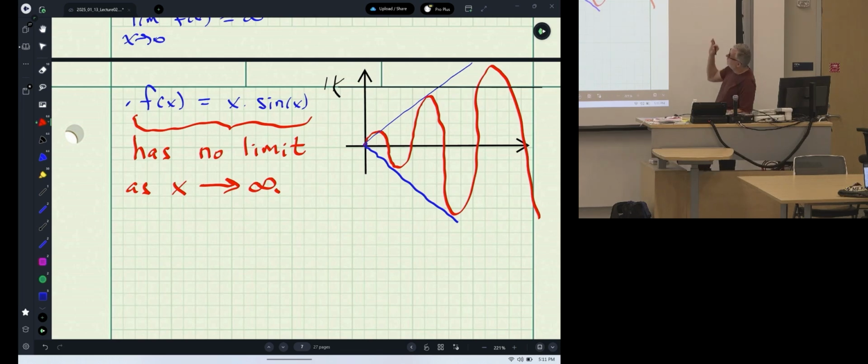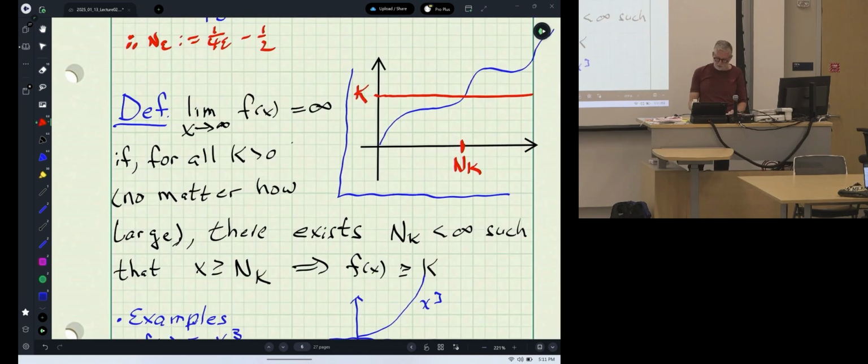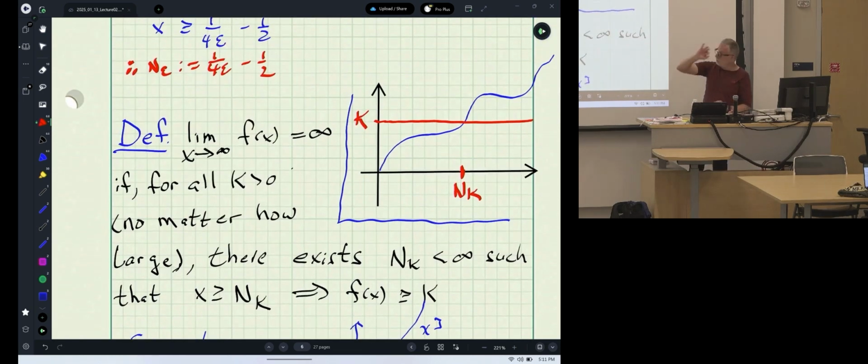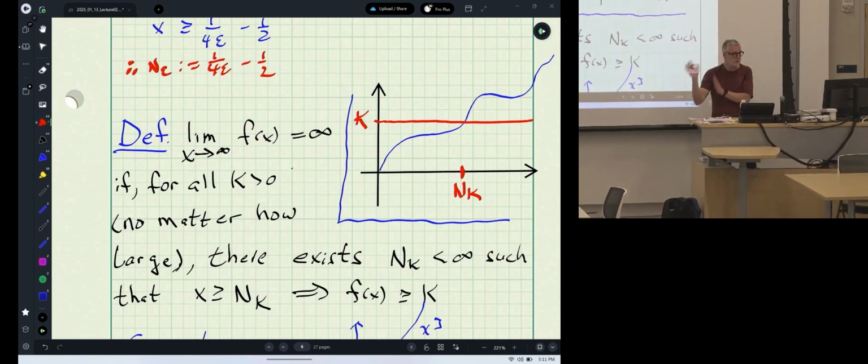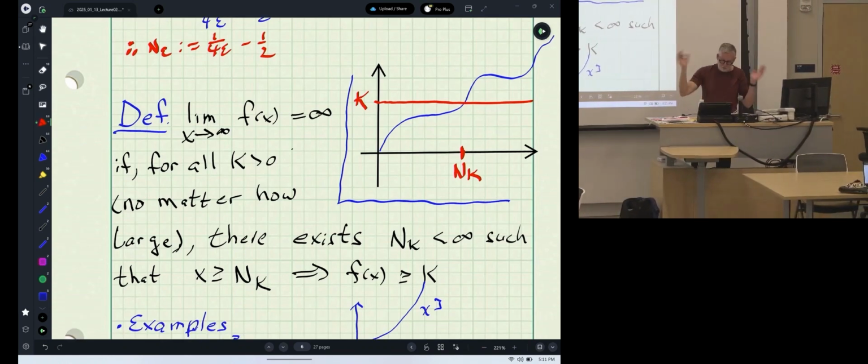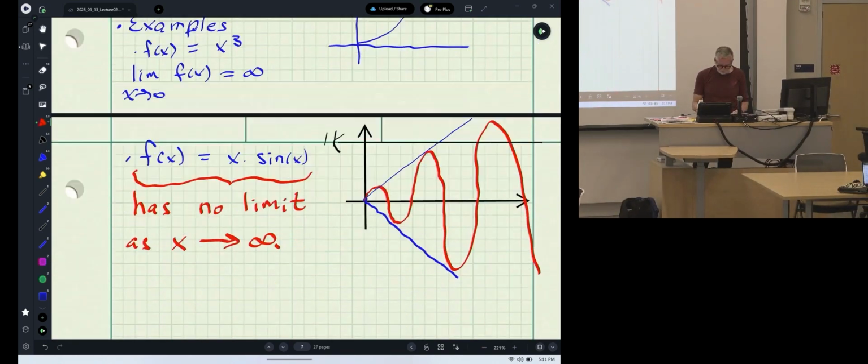Okay, so it's not just that the function takes on arbitrarily large values, because this function does take on arbitrarily large values. The limit is infinity when you give me any finite bound, and I can make the function stay above that bound. Okay, so that's the crucial notion for limits at infinity. You get above the bound and you stay there.